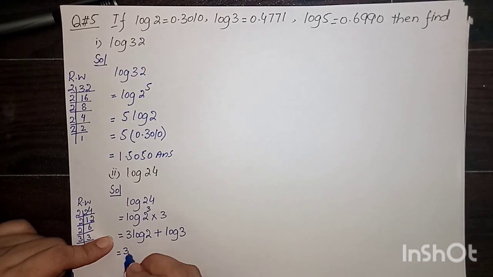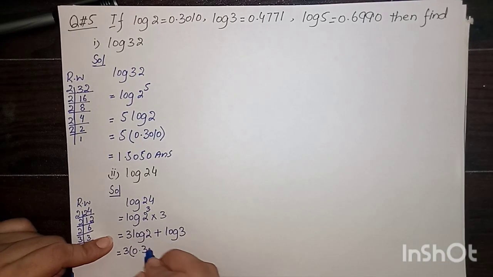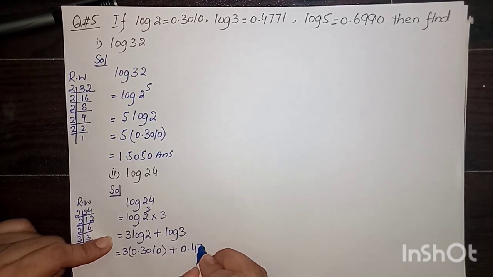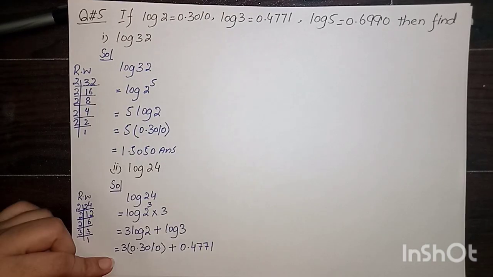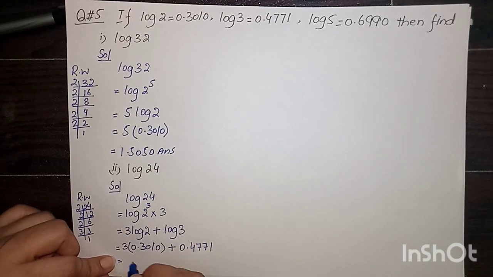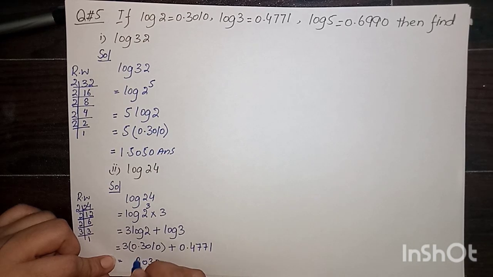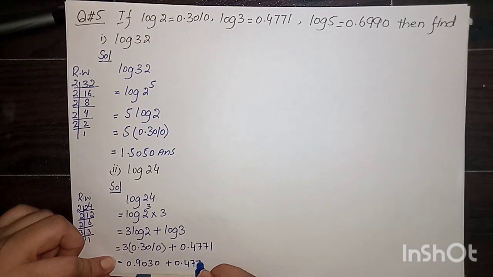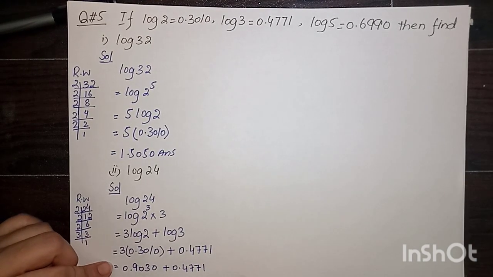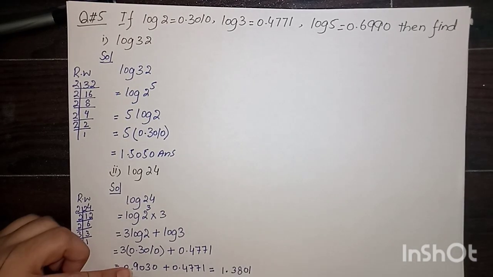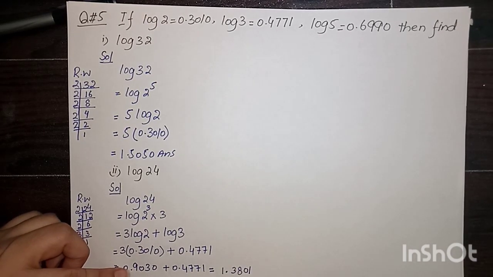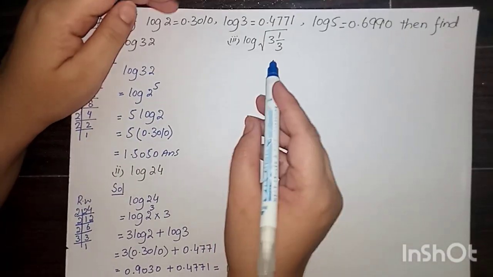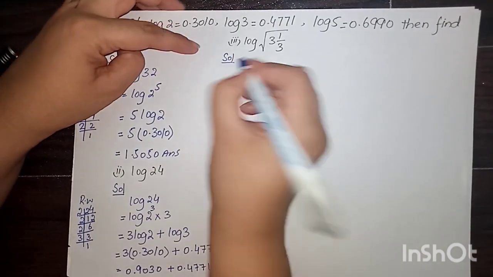Now by putting in the values, 3 log of 2 is equal to 3 times 0.3010, then plus log of 3, which is 0.4771. First of all we will multiply this. This is equal to 0.9030 plus 0.4771. After adding, our answer is equal to 1.3801.